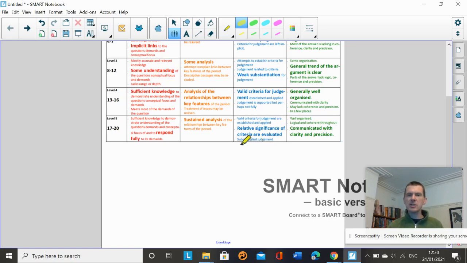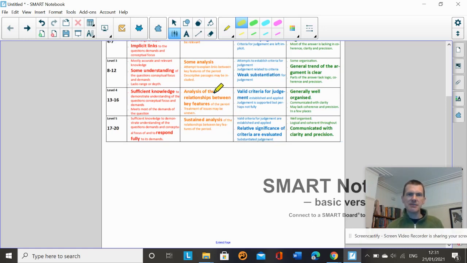And in a factor question, like a cause question or a consequence question, we'd expect to see this relative significance of the factors. We might see a bit of the change and continuity compared and contrasted with each other, but really we're looking for developed reasoning here more than that sort of linking between them. And that also goes for this as well: some analysis, sustained analysis in between, a good deal of analysis.